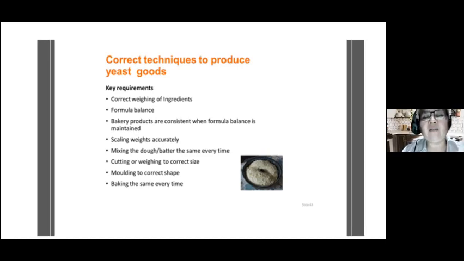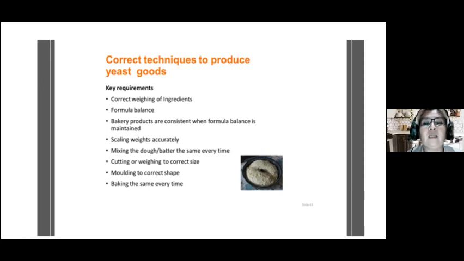Okay, cutting or weighing to correct size. So if say you have 1 kilo of flour, that will be about 1,800 grams when you add your water, your egg, your sugar, and the rest of the ingredients. You have to cut it equally. If you want 25 grams of your dough, you weigh it one by one.